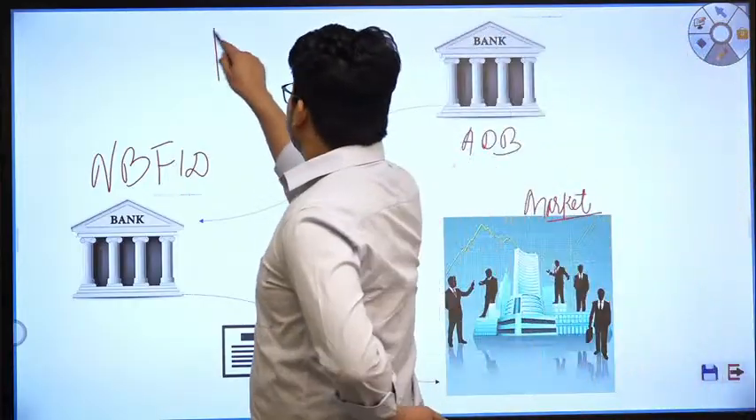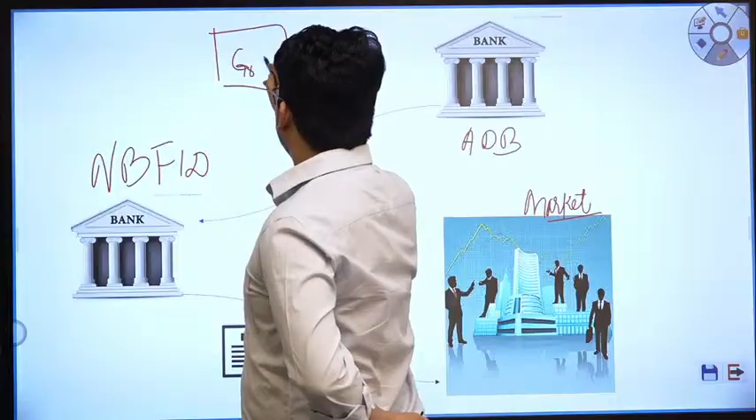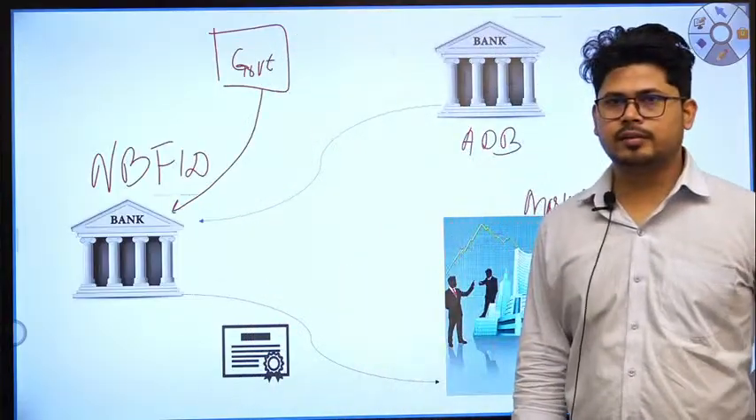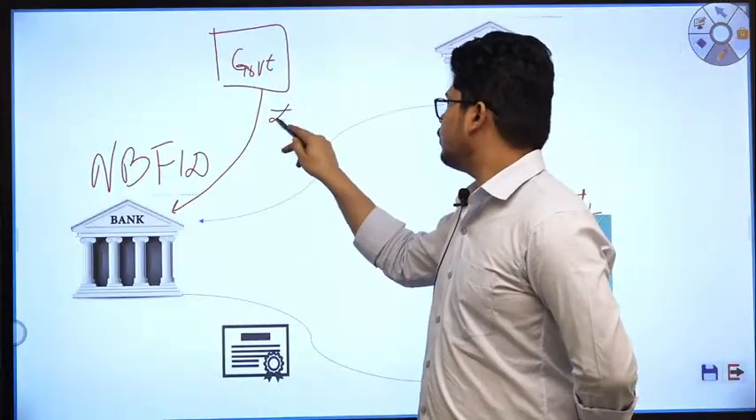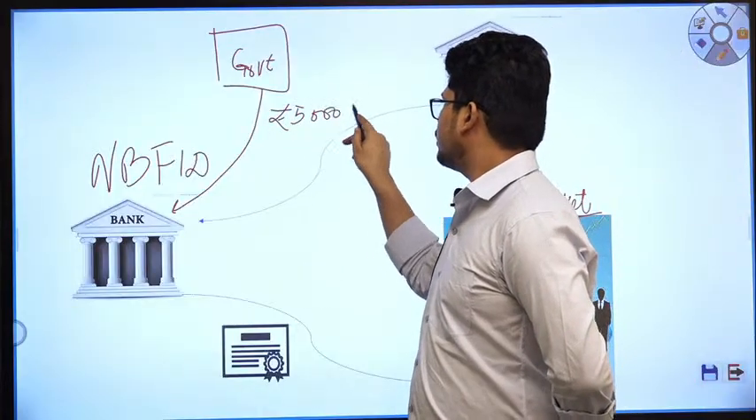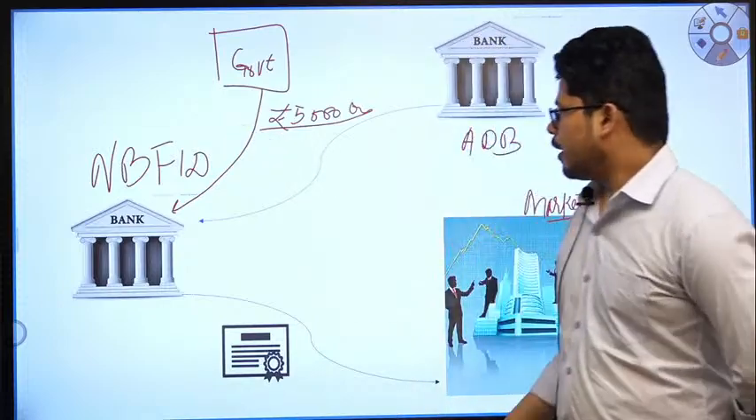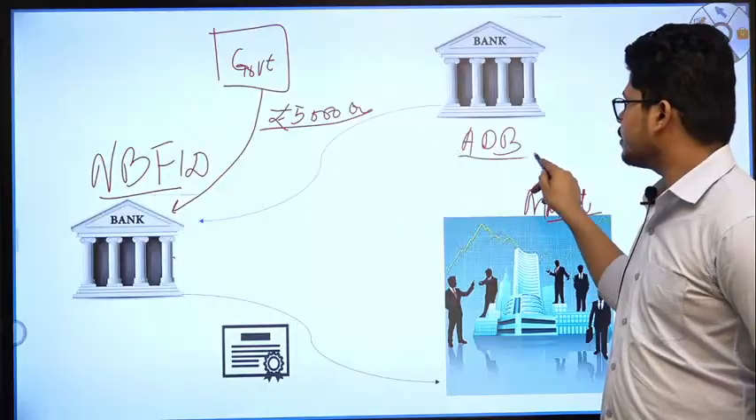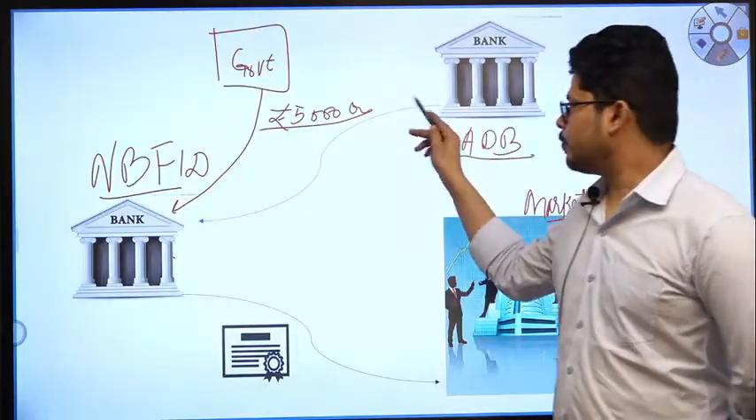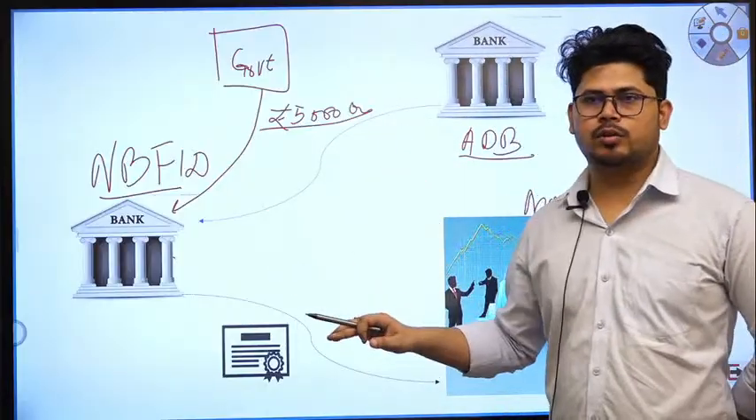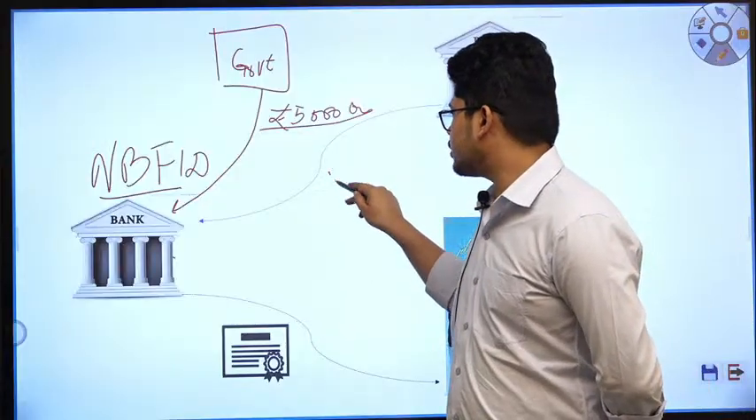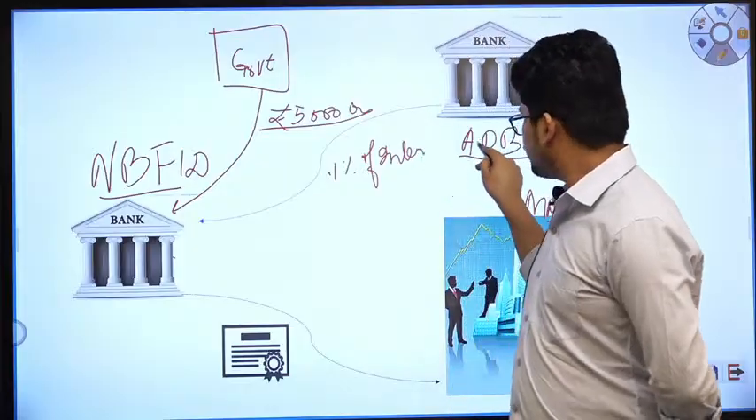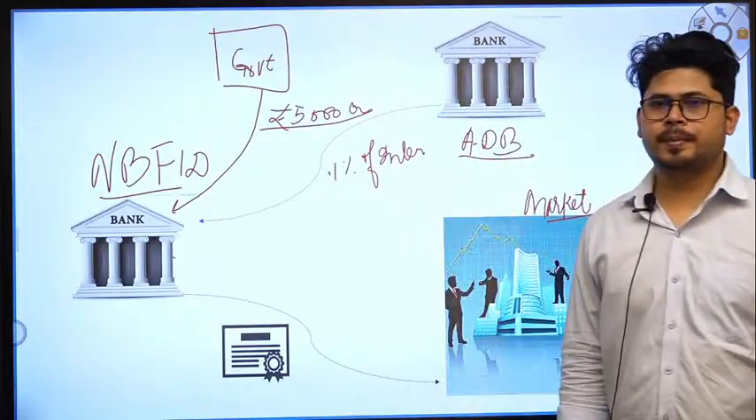First of all, this is government. Government will provide some funding, for example rupees 5,000 crore. And when NBFID is going to take a loan from ADB, the government will subsidize that loan up to 0.1% of the interest rate that this bank is charging on NBFID.